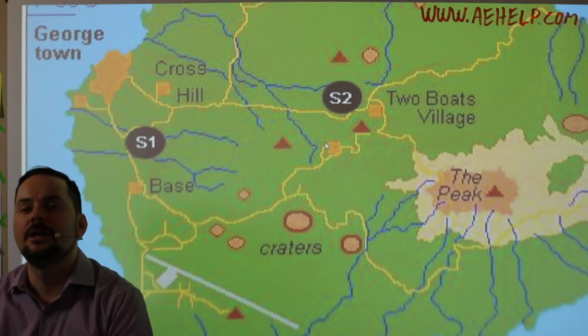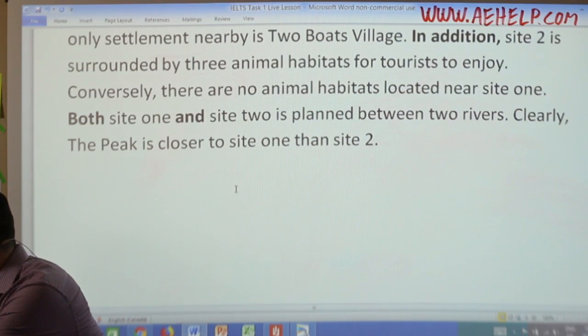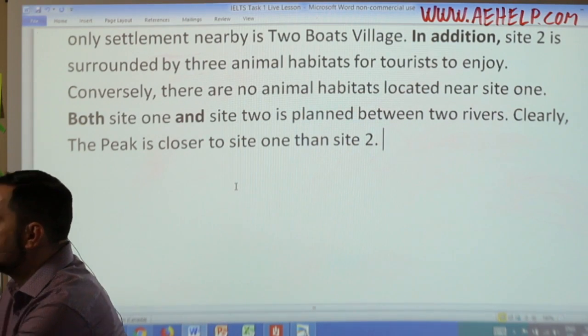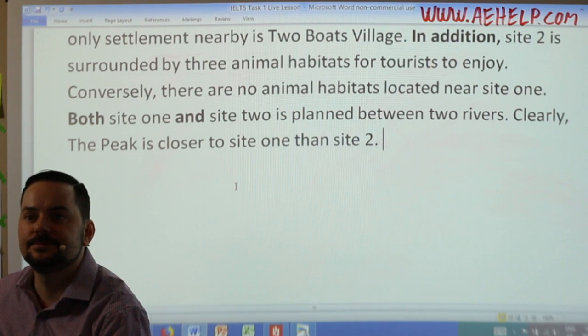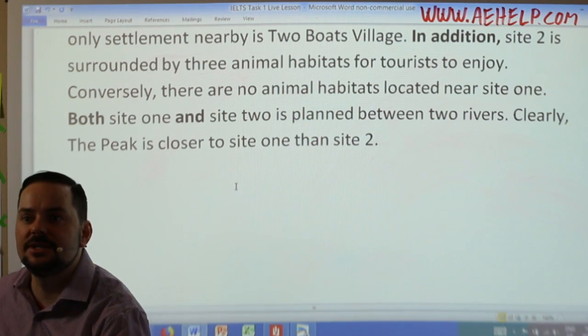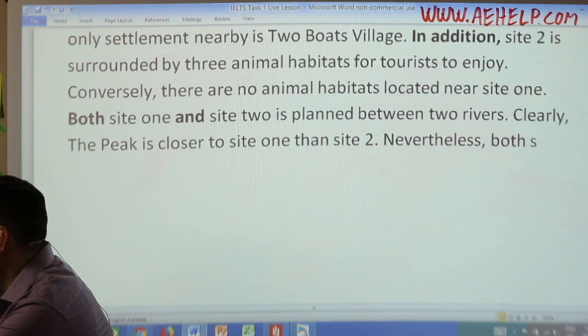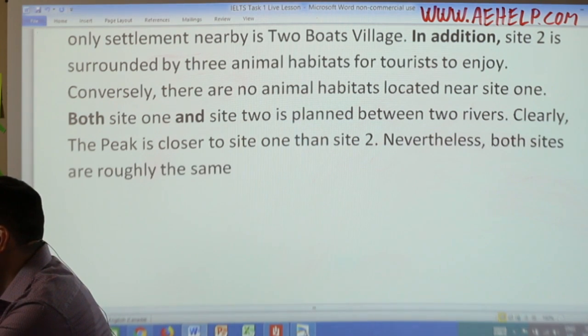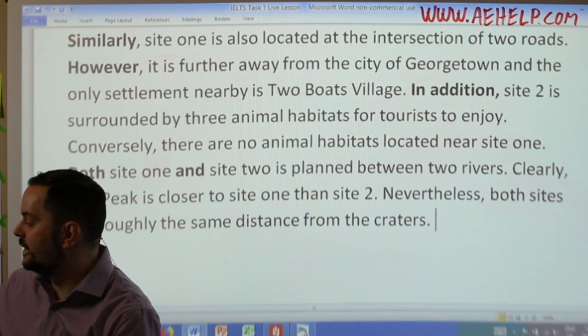So can we talk about the craters? Sure, if you have enough time, talk about the craters. Why not mention it, right? So how can we say this sentence about the craters, that they're both about the same distance from the craters? Okay, both sites are roughly the same distance from the craters. Nevertheless, because this is a contrast from the previous sentence, nevertheless is a good vocabulary here. Both sites are roughly the same distance from the craters. Okay, good. Sure. That's a great way to finish up on that last note.